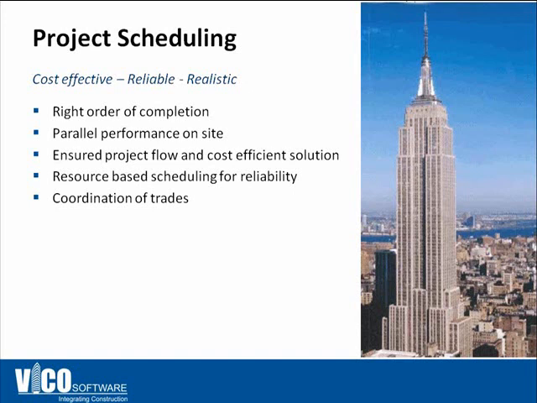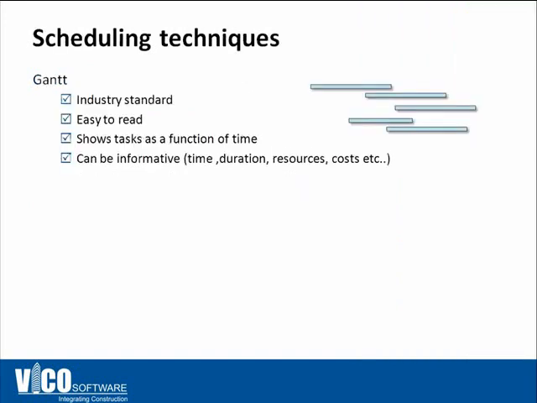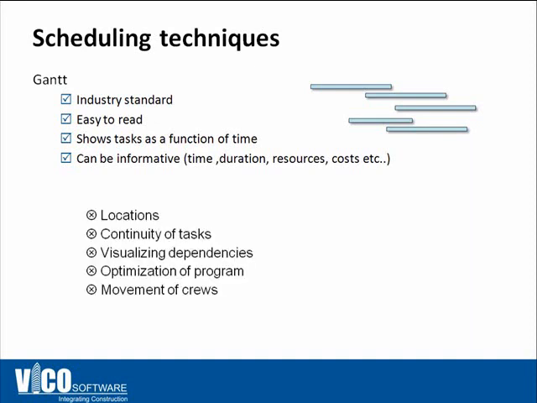So how did they do it? What was the concept behind it? As we said earlier, Gantt charts are very useful. They're easy to read. However, they're pretty hard to manipulate. They show tasks, activities as a function of time. They can be pretty informative, but they're not showing a lot of information that's critical to the success of a construction project. They don't show locations.